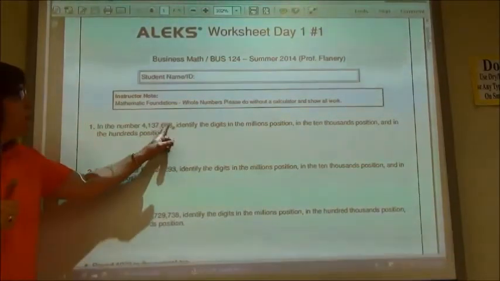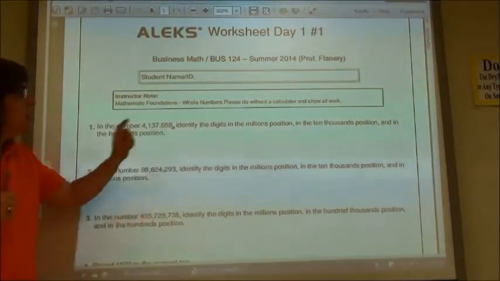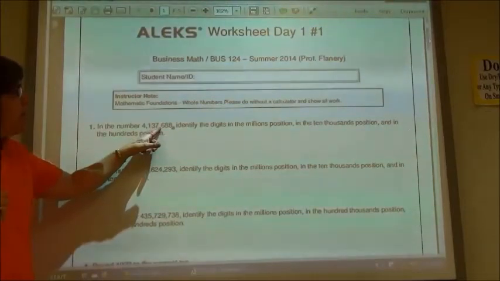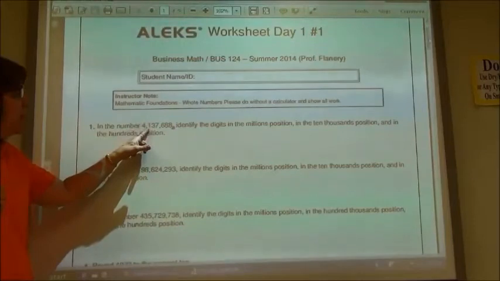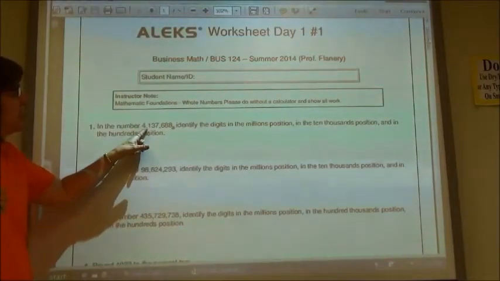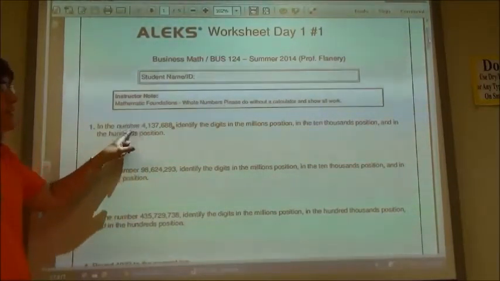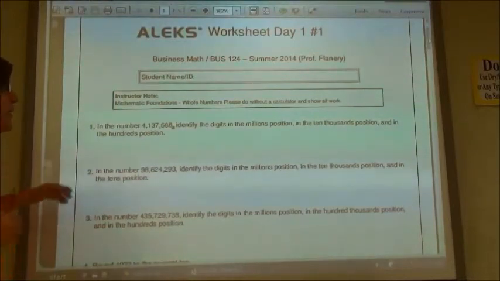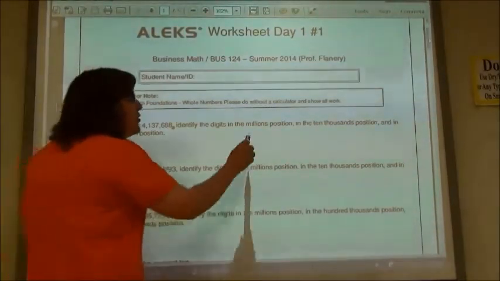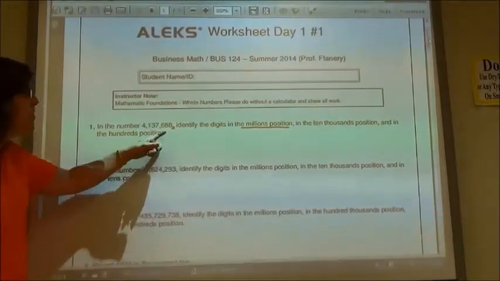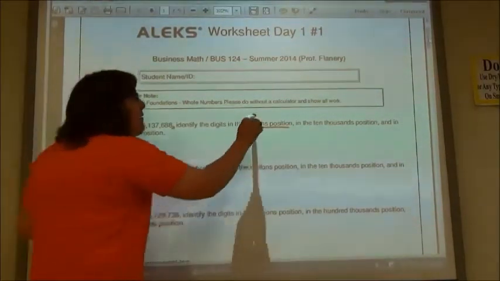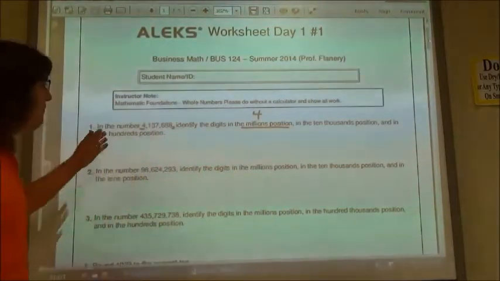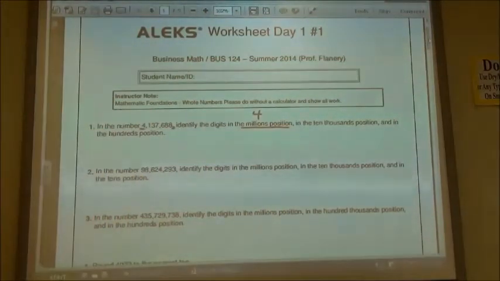But our numbers, ones, tens, hundreds, the first comma gets you to the thousands position, so thousands, 10,000s, 100,000s. The second comma gets you to the millions, so millions, 10 millions, 100 millions. So I'm identifying the digit first of all in the millions position. So the millions would be after the second comma. The 4 is in there. 4 million would be a 4 with 6 zeros behind it.